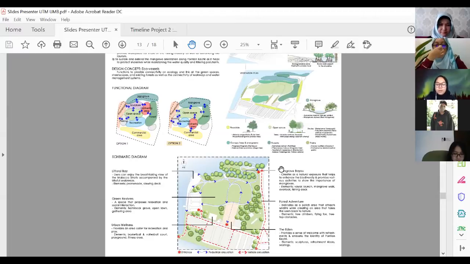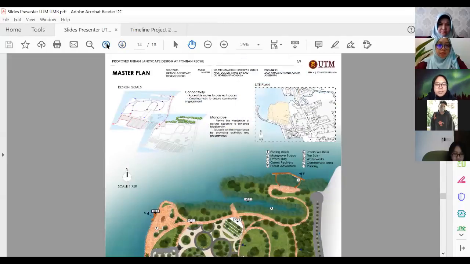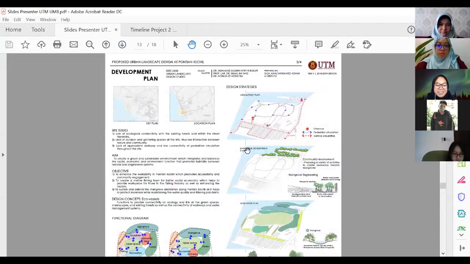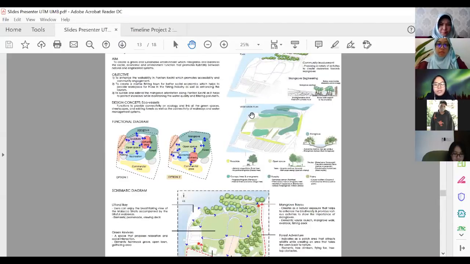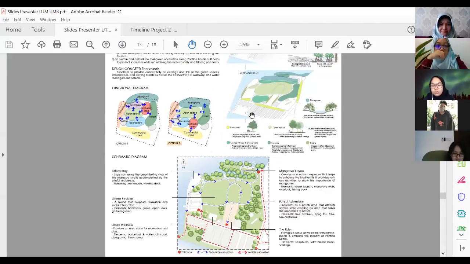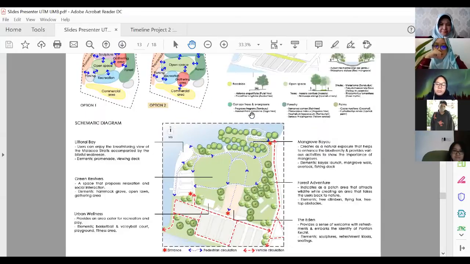Okay, so next is my schematic diagram. This is to show the area that I've proposed to design. Firstly is the Littoral Bay, which is a prominent area where users can enjoy the breathtaking view of the Malacca Straits accompanied by the peaceful sea breeze. I propose to put in a viewing deck and also some shelters for the users to enjoy the view.